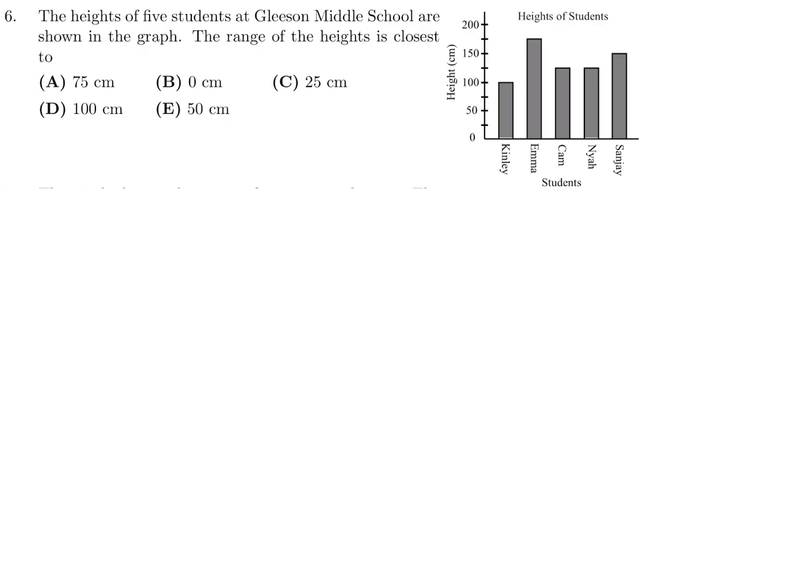The heights of 5 students at Gleason Middle School are shown in the graph. The range of the heights is closest to. So we want to figure out the range. So that's going to be the tallest and the shortest. The tallest looks like this girl, Emma, which is approximately 175, most likely. And then the shortest is Kinley, 100 centimeters. So 175 minus 100 is 75, and that's the range. So 6, the answer is A.